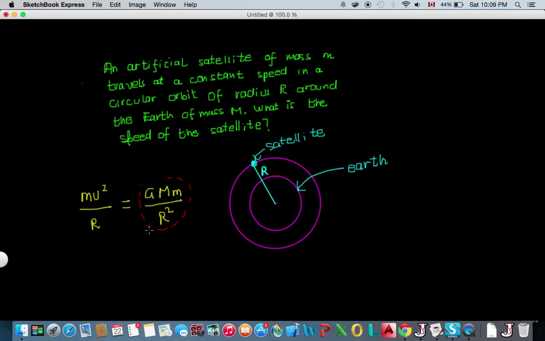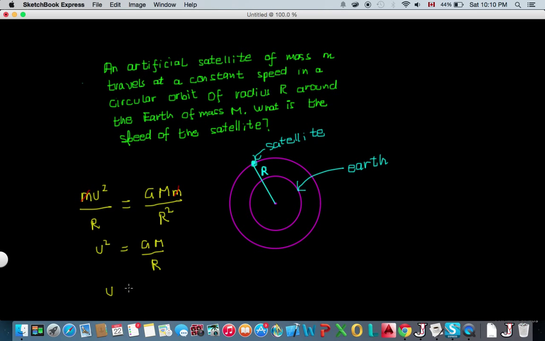Okay, so let's solve this problem here. We're trying to determine v, so right off the bat we can divide both sides by the satellite's mass, so we get rid of the m. We can get rid of the r likewise by multiplying both sides by r. So this is going to end up being v squared equals G times the mass of the Earth divided by r.